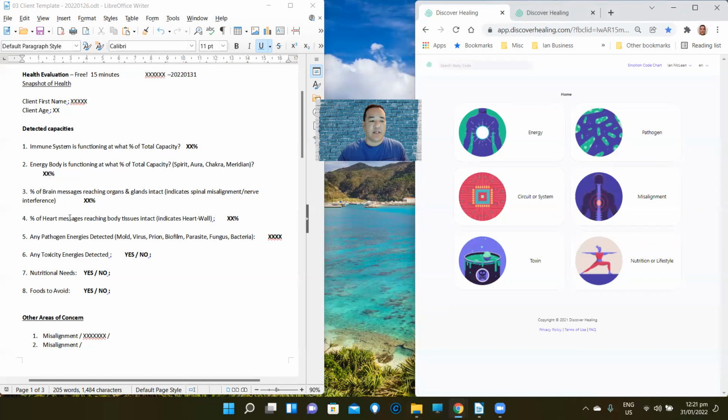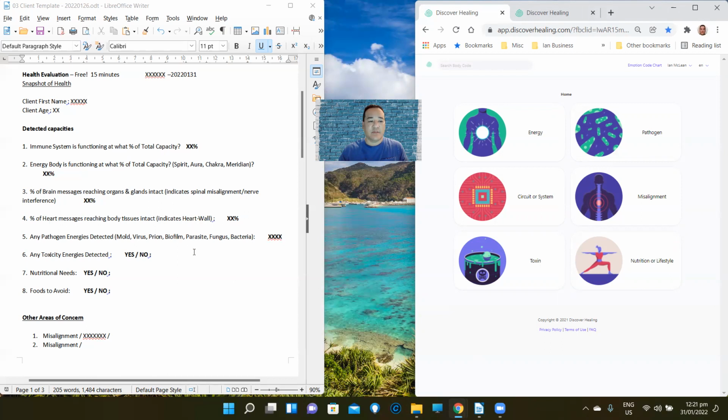The fourth area is the percent of heart messages reaching the body. If the messages aren't reaching the body, that could indicate a heart wall. A heart wall is where emotional energies get stuck in the heart area, and that causes issues with relationships.